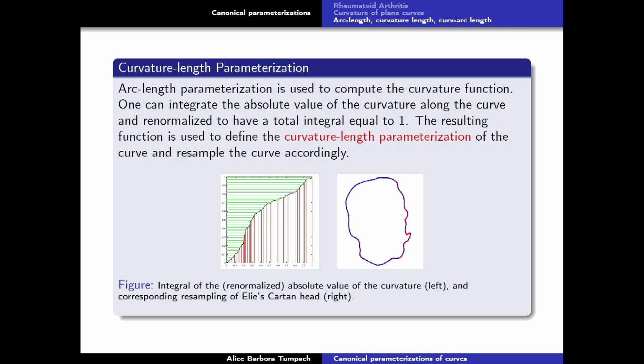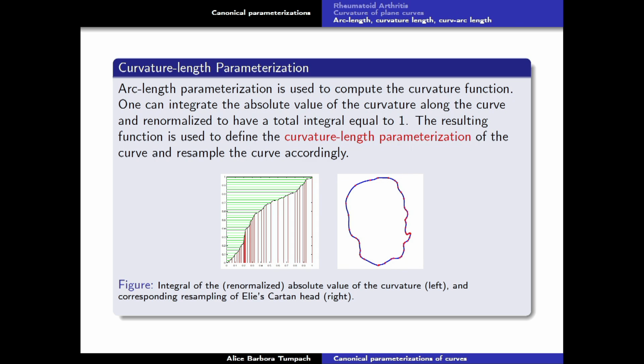So for t equal to 0, I'm at the starting point, and for t equal to 1, I have made the loop along the contour, and I'm back to the starting point. So here, what you get by integrating the absolute value of the curvature is a strictly increasing function from 0,1 to 0,1, so it's a diffeomorphism. And you can use this diffeomorphism to reparameterize your curve.